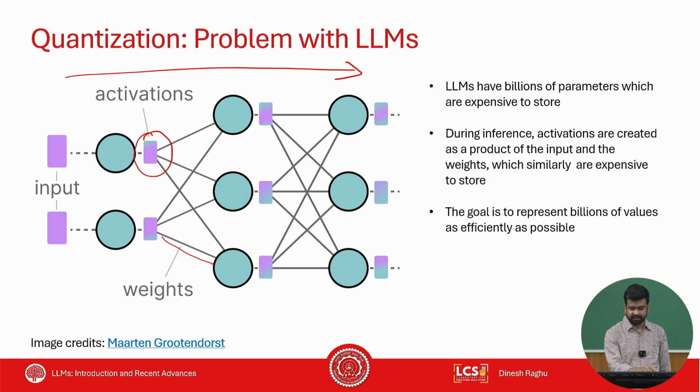So LLMs have a lot of parameters in the weights, and they are really expensive to store. During inference you end up creating activations, which are the product of input and the weights, and they also need to be stored. The goal of quantization is how efficiently you can store these values so that you use less memory, compute faster, and save cost. So it's more about how you represent them.